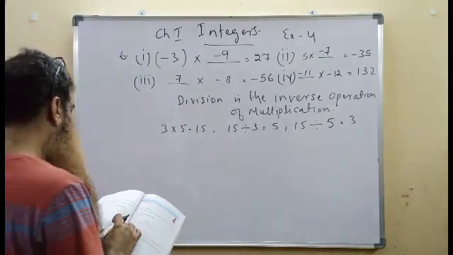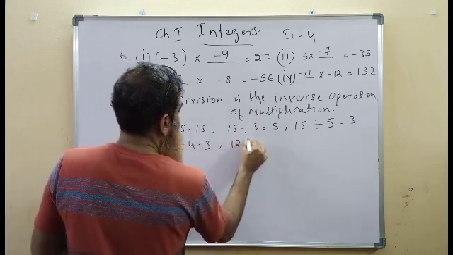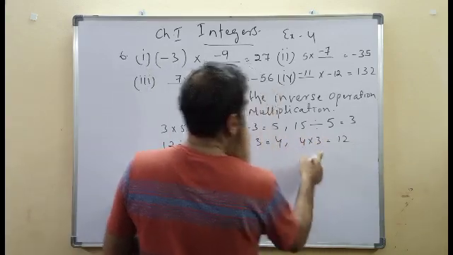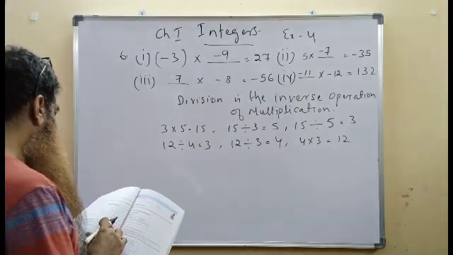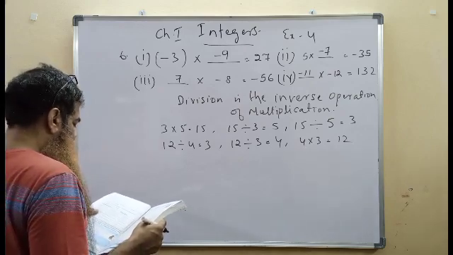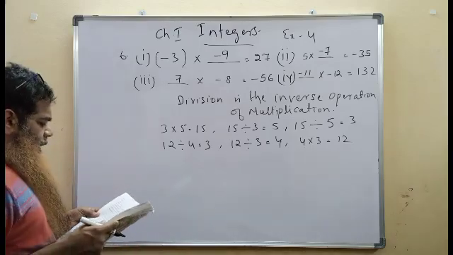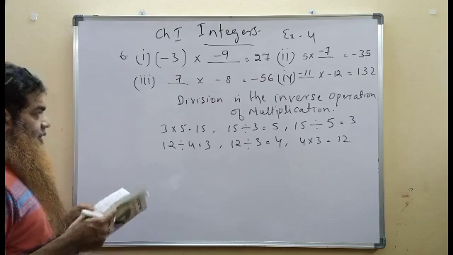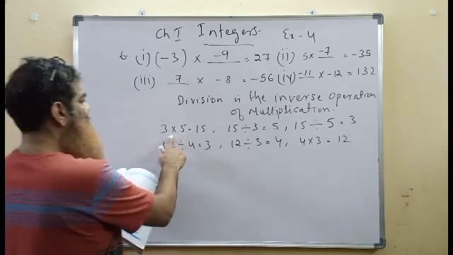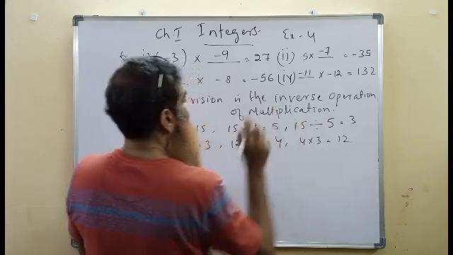Similarly, 12 divided by 4 is equal to 3. 12 divided by 3 is equal to 4, and 4 multiplied by 3 is equal to 12. 3 multiplied by 4 is also equal to 12. Thus we can say that for each multiplication statement of natural numbers, there are two corresponding division statements.